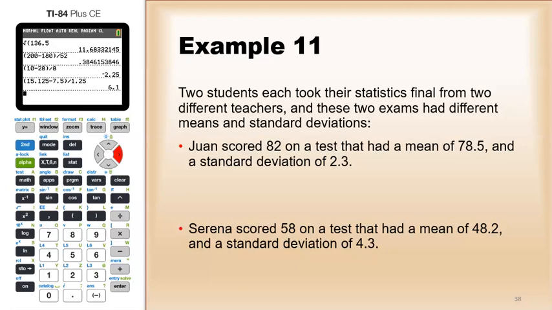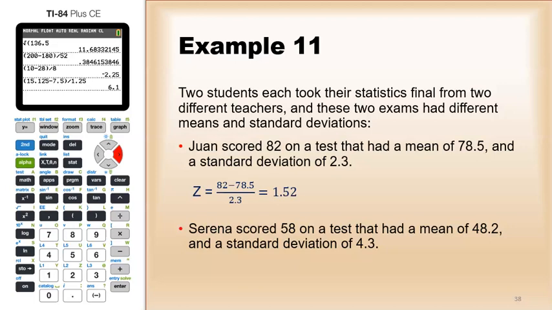One student scored 82 on a test. The class had a mean of 78.5 and a standard deviation of 2.3. Serena scored 58 on the test, with a mean of 40.2 and a standard deviation of 4.3. So, one scored higher, but the average in his class was a lot higher as well. Whether he was better relative to the rest of his class is not quite clear.